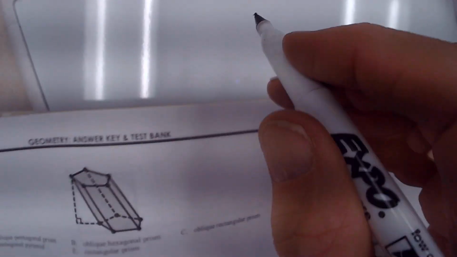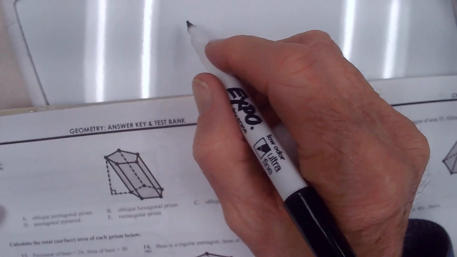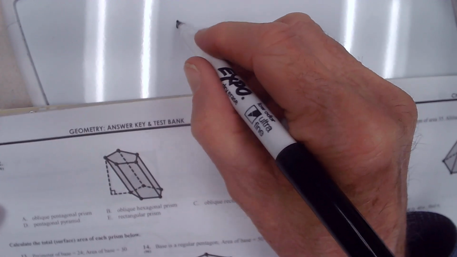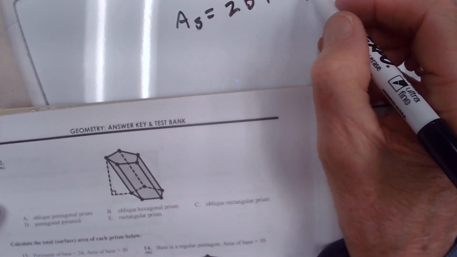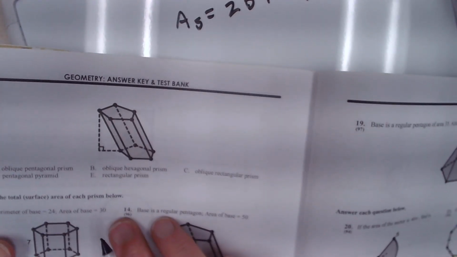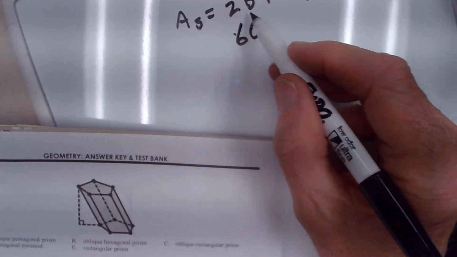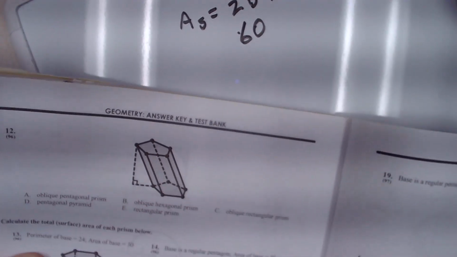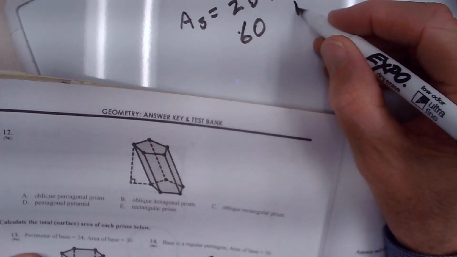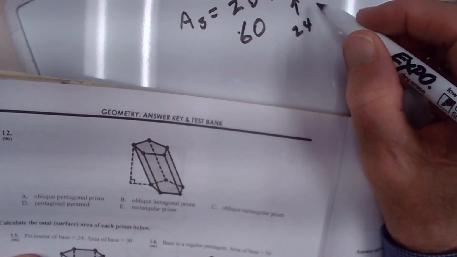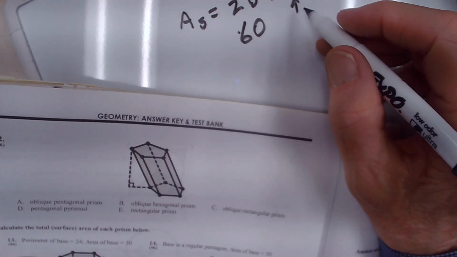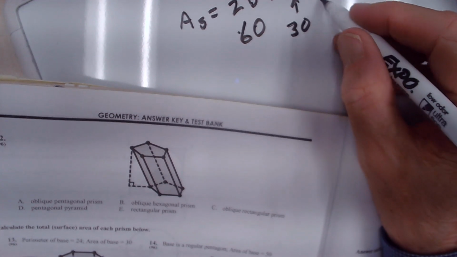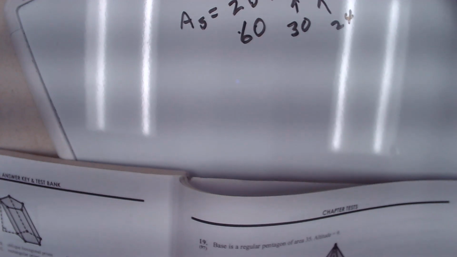Let's do this right. Surface area equals 2B plus AP. The base, it says here, is 30, so this is going to be 60 right here. The area of the base is 30, and the perimeter of the base is 24. So there we go, 60 plus 30 times 24.